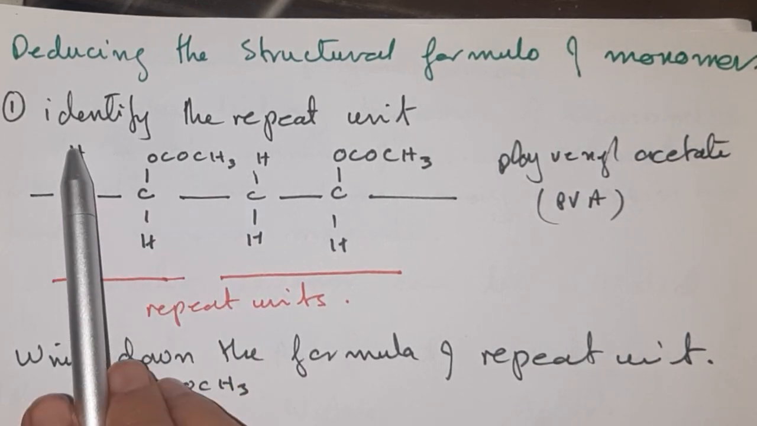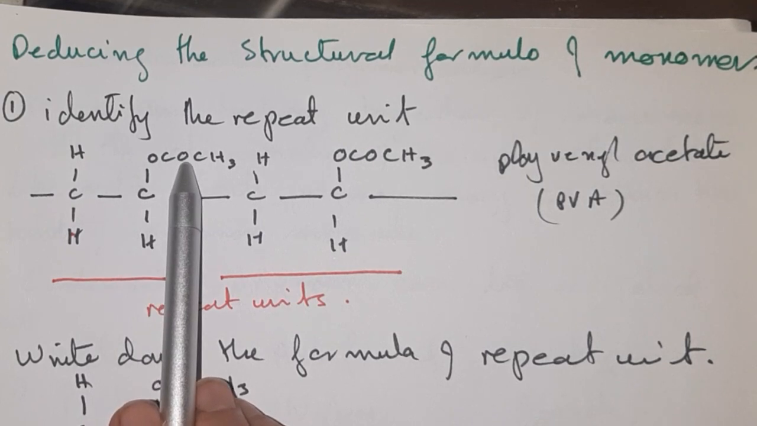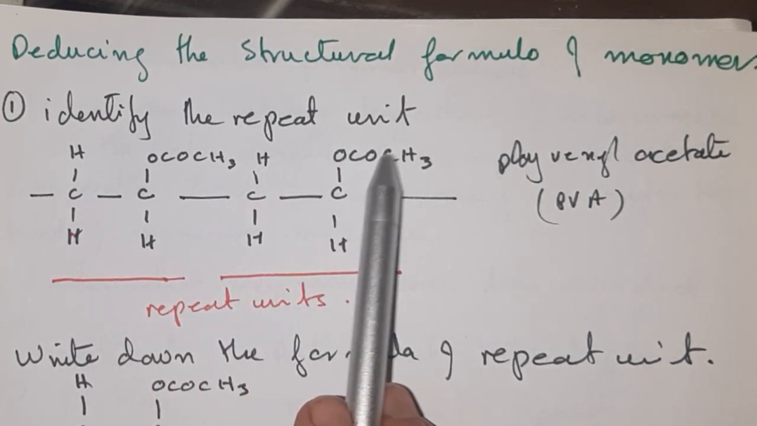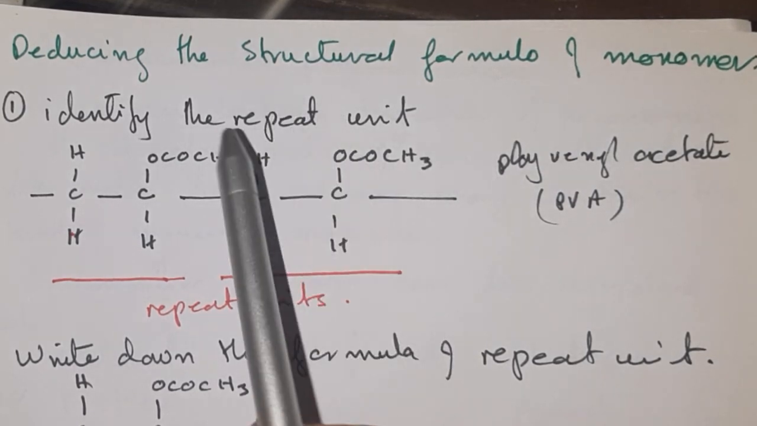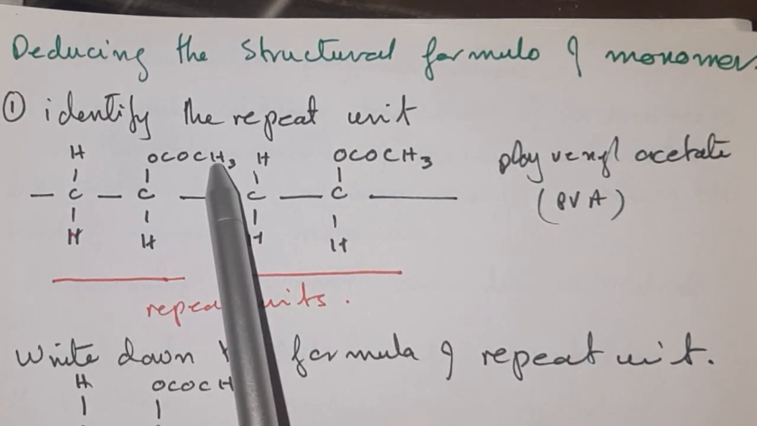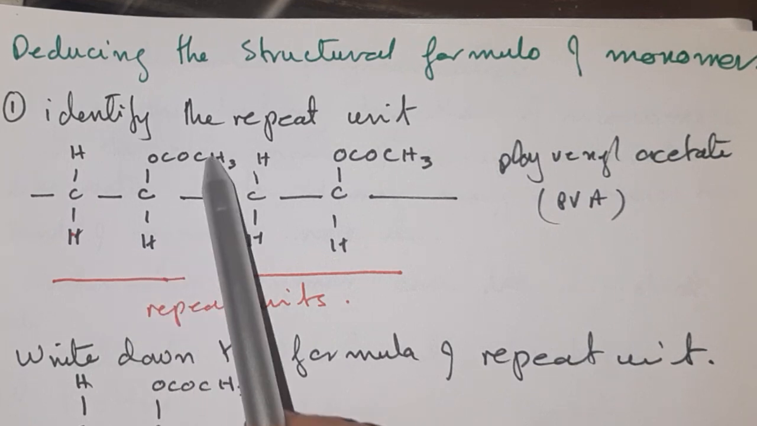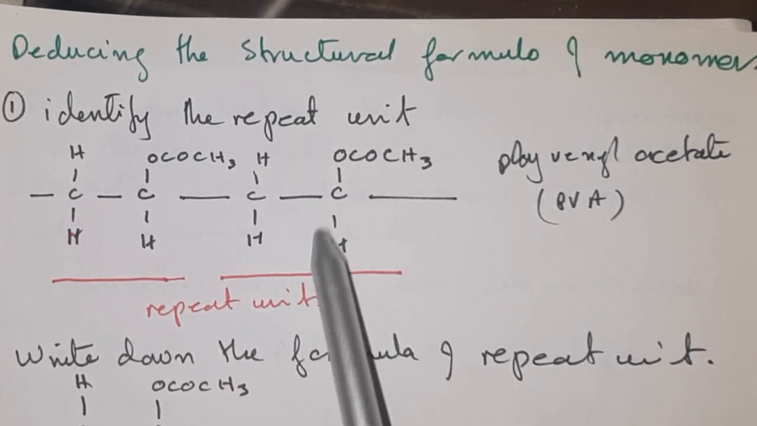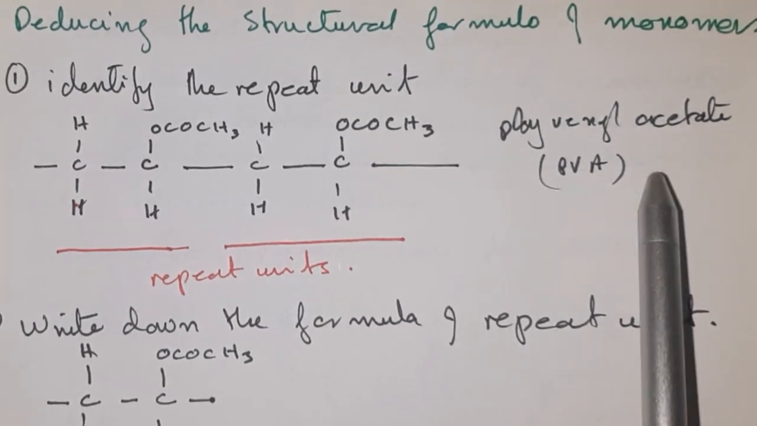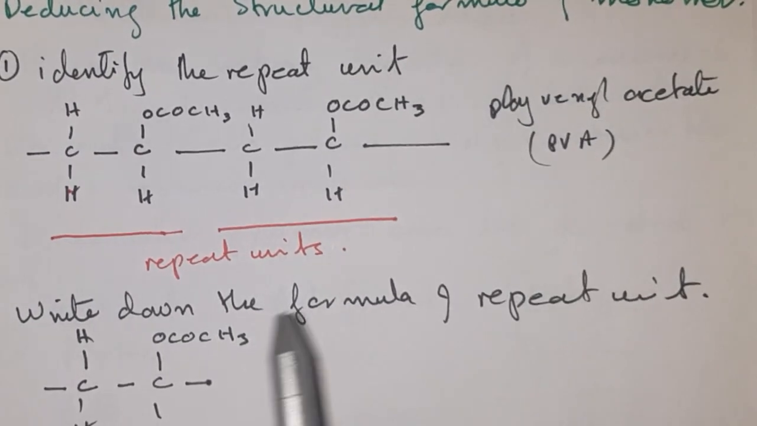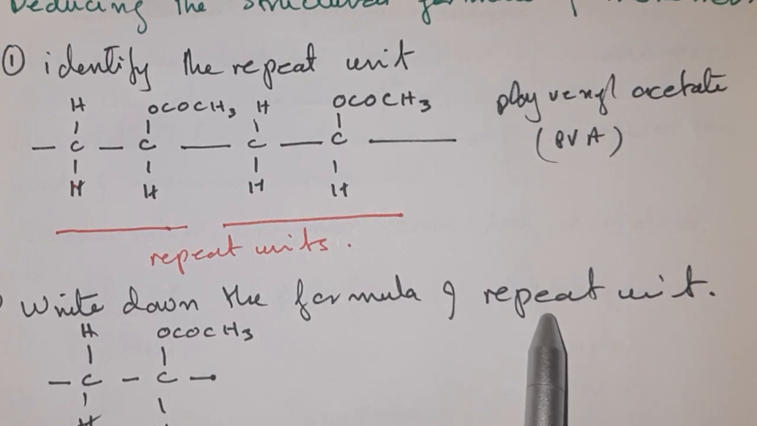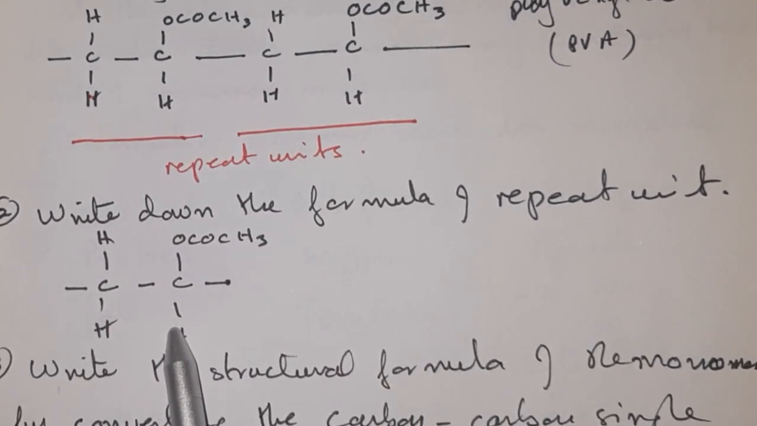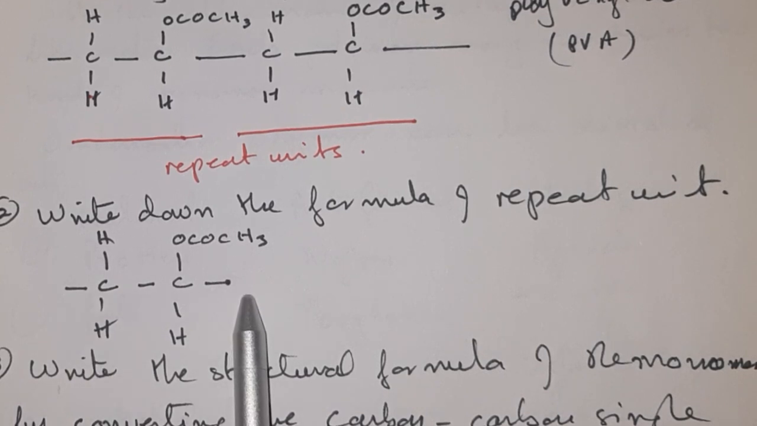On the top, one carbon has H, another carbon has OCOCH3, then again a carbon has H and OCOCH3. So you can see that this one is repeating and this one is repeating. So this is actually the repeat unit. Name: polyvinyl acetate. Now write down the formula of the repeat unit. Once you have identified the repeat unit, write down its formula. This is the formula of the repeat unit.